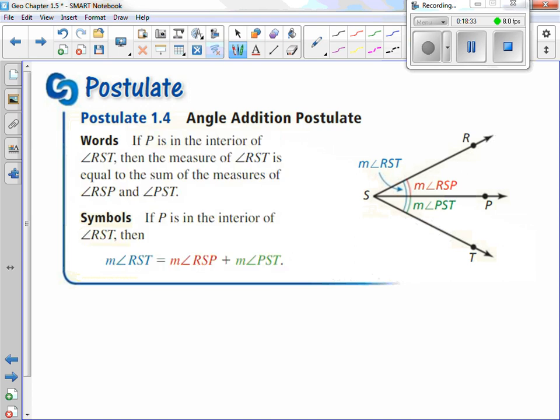If P is in the interior of angle RST, then the measure of angle RST is equal to the sum of the measures of angle RSP and angle PST. If these two make a whole, this plus this equals the whole thing. That's it. The measure of the two parts equals the whole. That's the angle addition postulate.